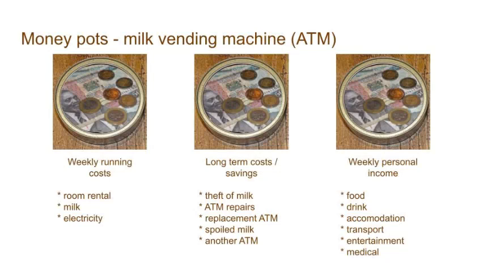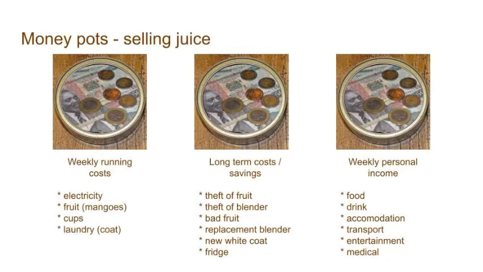Now the third pot, the weekly personal income, is just the same, so that's for all of your personal living and personal expenses. So let's think of one final example before we move on to the exercises, just so that you can really get the hang of putting money away into different money pots to help you run the business. So this final example is selling fruit juice.